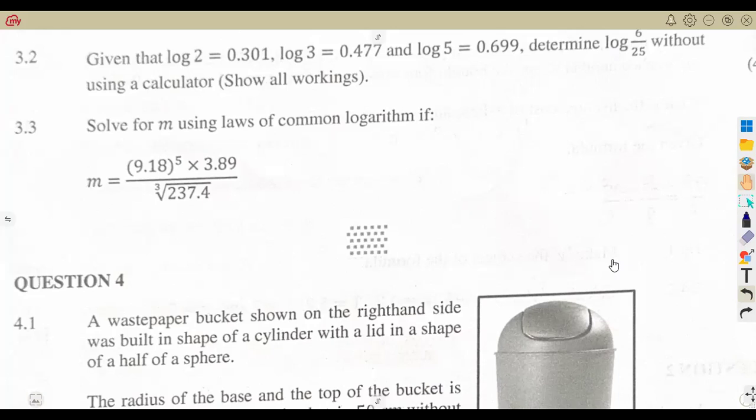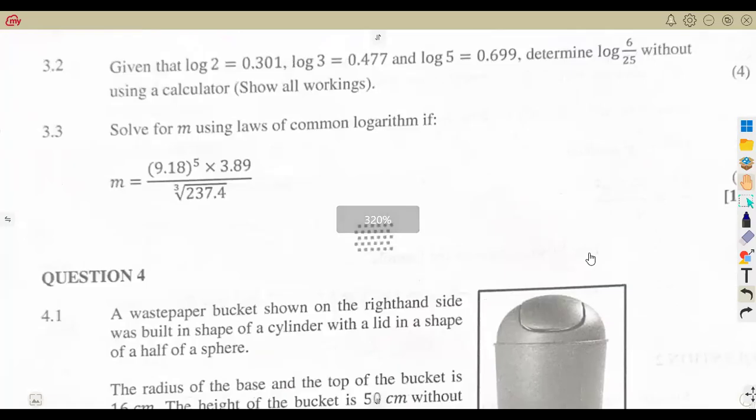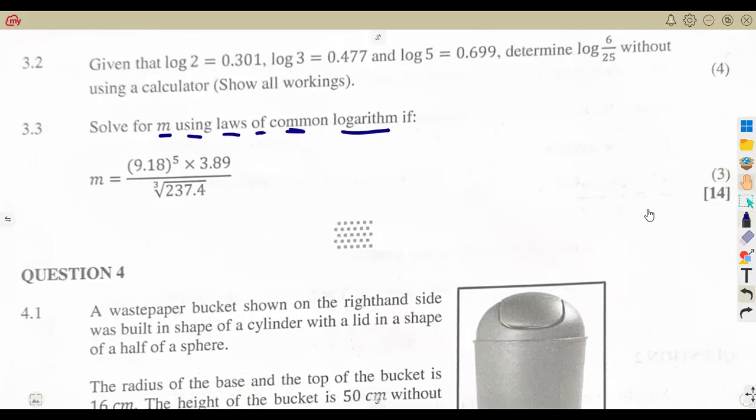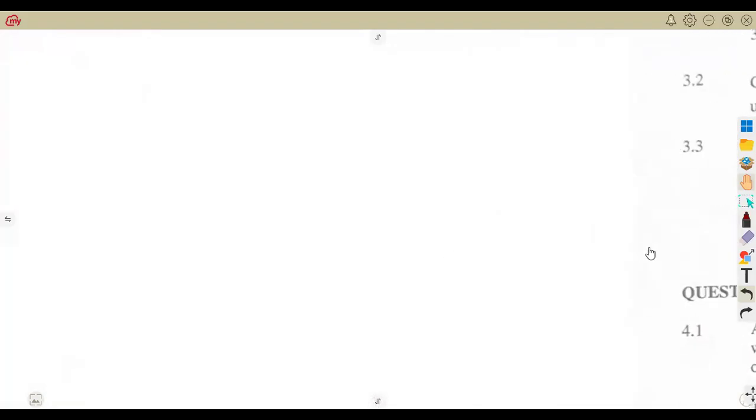So you see, guys, these questions. All right. So I actually explained about this part as a topic, using logarithms to solve this type of question. So here they are saying we are supposed to solve for m using laws of common logarithms. Common logarithms are just using a normal log that you are used to. All right, so let's take our question, guys. This is m is equal to this.